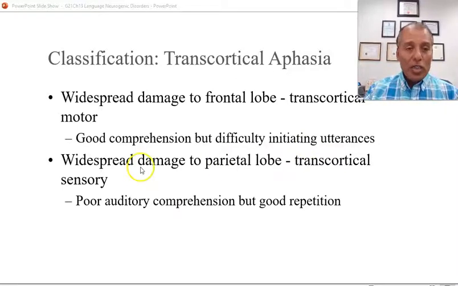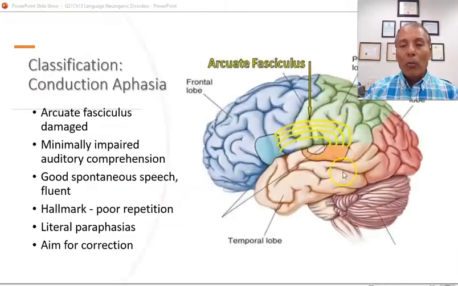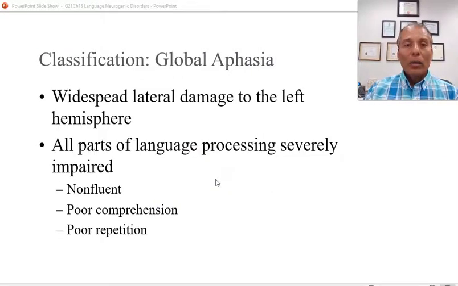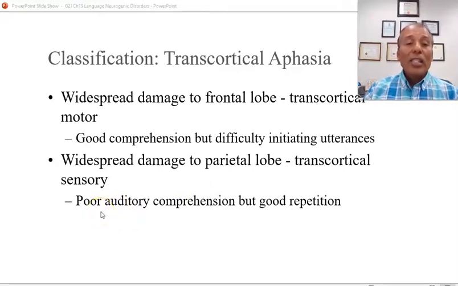If the damage affects the parietal lobe, this green area here that is engaged in the processing of all your sensations throughout your body, if these pathways are damaged here, then that will produce transcortical sensory aphasia, because this whole area is dedicated to sensory processing. So that is the sensory aphasia. It is characterized by poor auditory comprehension and good repetition.